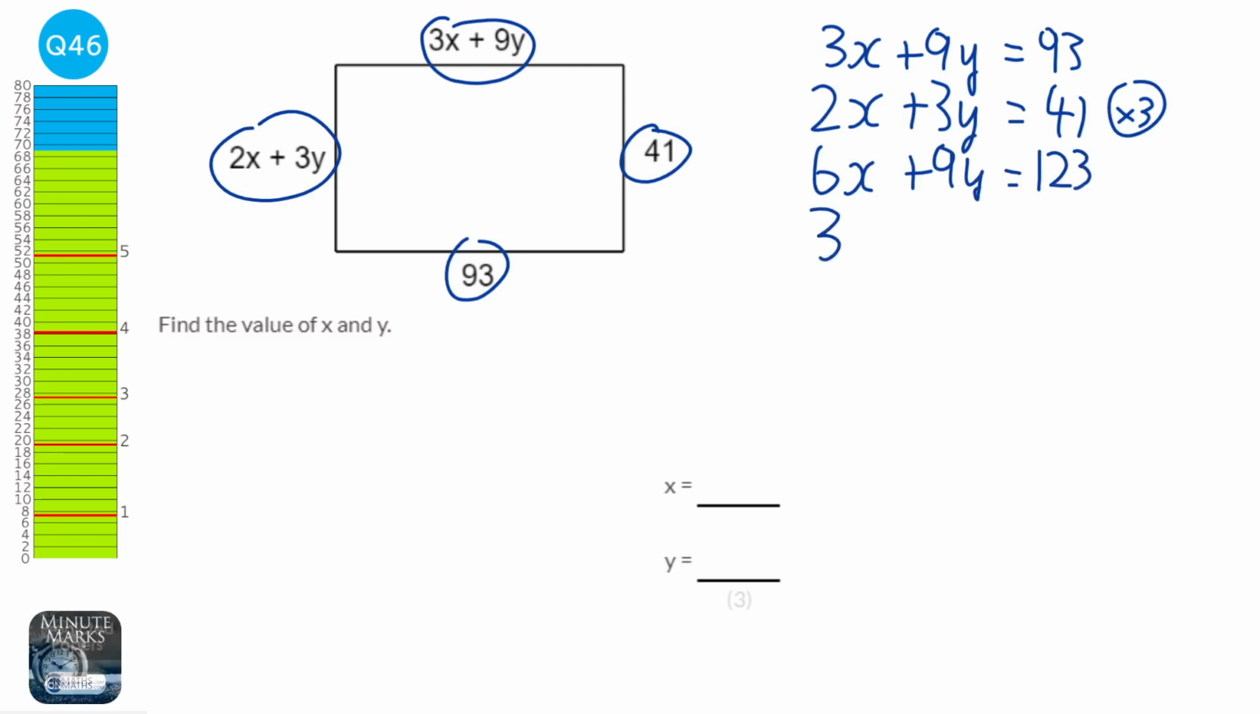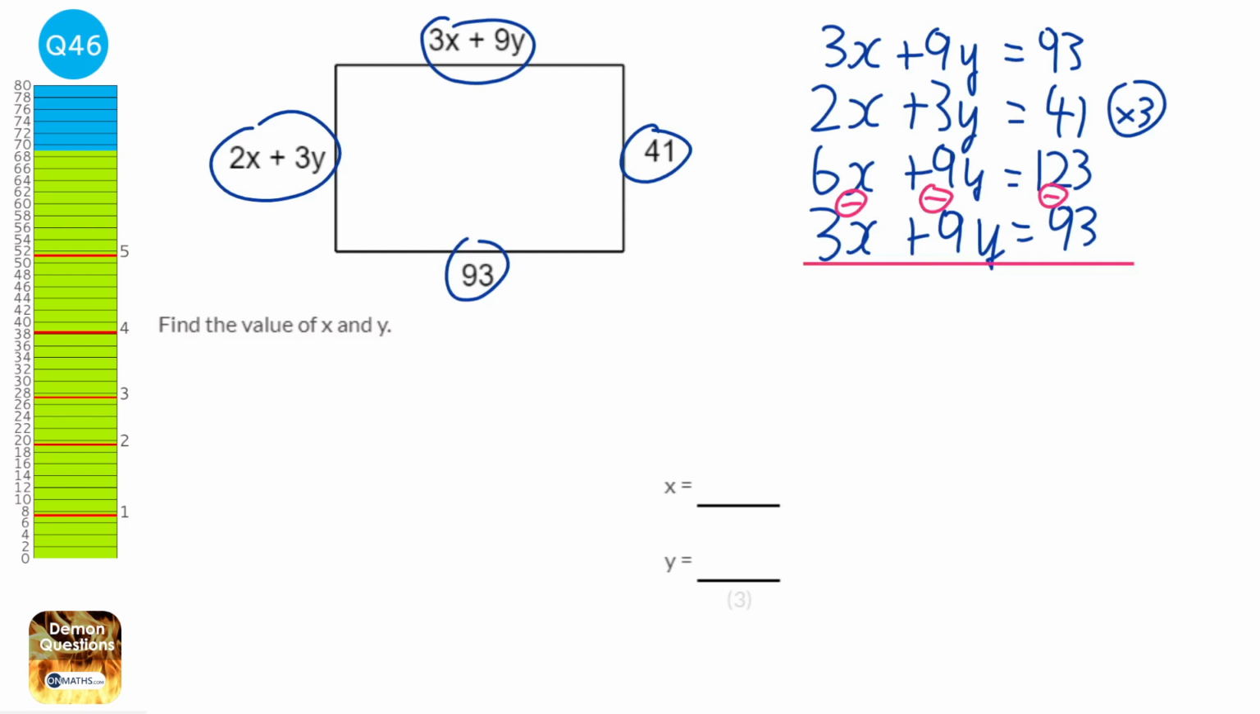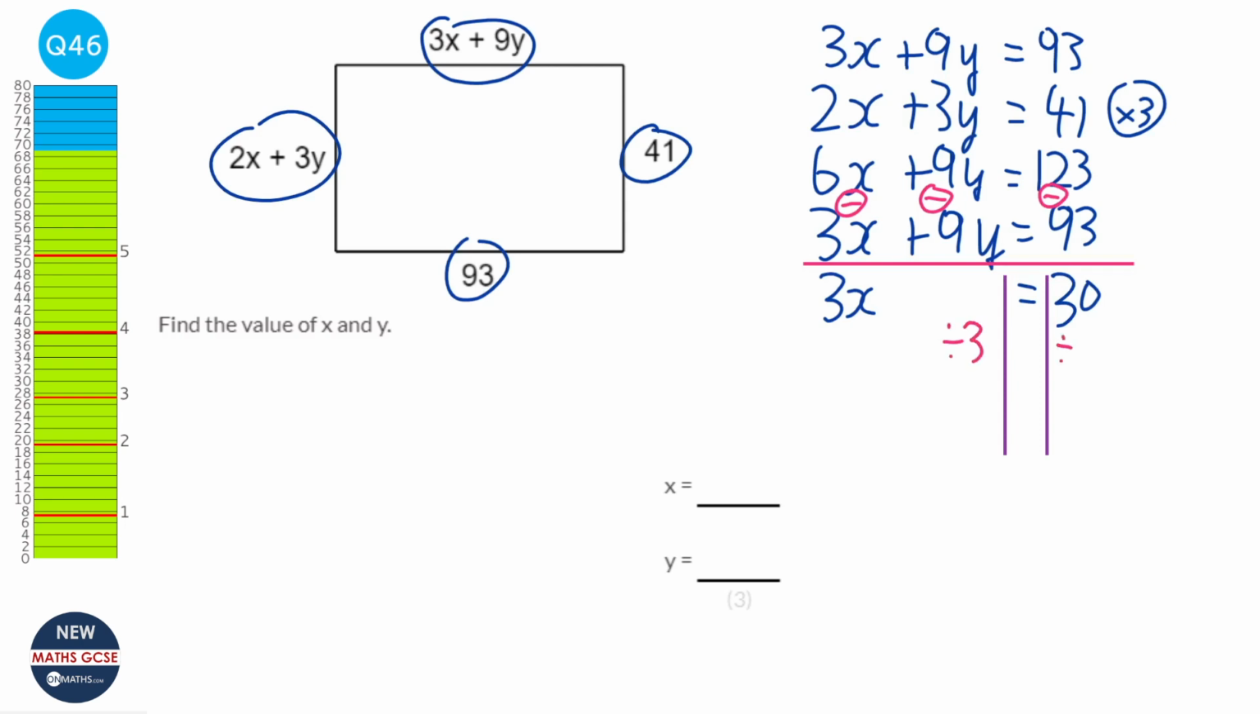And I'm just going to write in the first equation underneath, because with simultaneous equations we work downwards. Now looking at the signs, they are the same, and the s in same is the s in subtract. So we're going to subtract going downwards. So 6x take away 3x is 3x. 9y take away 9y is nothing, which is good. That's what we need. And then 123 take away 93 is 30. We're going to get our solving lines in, and we're just going to divide by 3 both sides.